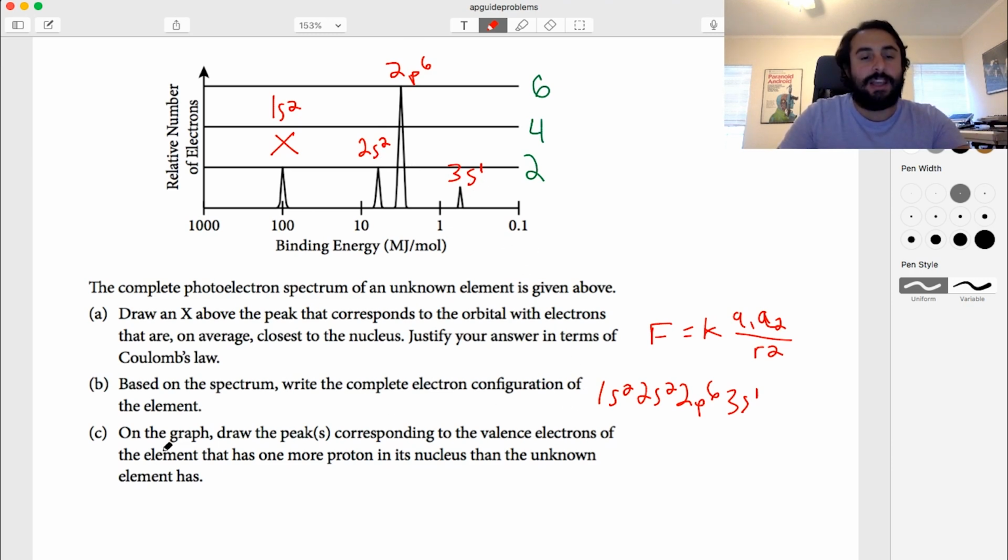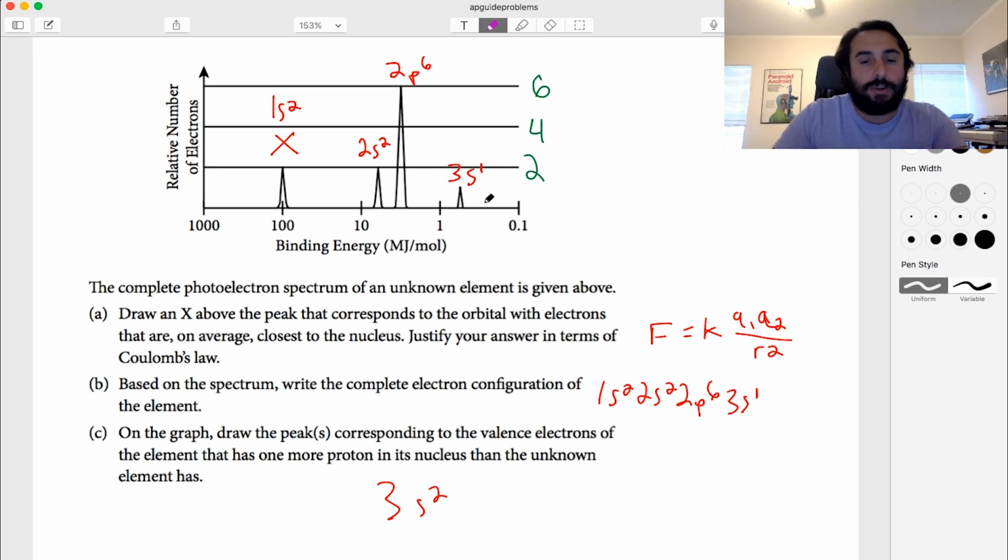And then lastly, on the graph, draw the peak corresponding to the valence electrons of the element that has one more proton in its nucleus than the unknown element has. Right, so if we've got one more proton, we've also got one more electron. So this one is 3s2. So first of all, if it's 3s2, it's going to be taller. So we're over here. Let's change colors. We're going to be over here, but instead of the peak stopping halfway, we're going to go all the way to this line because it's 3s2.